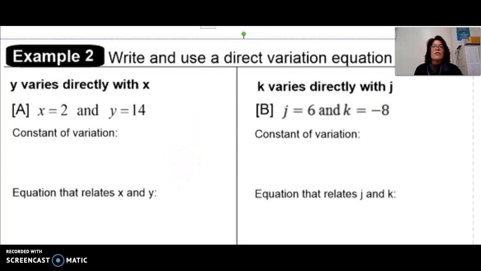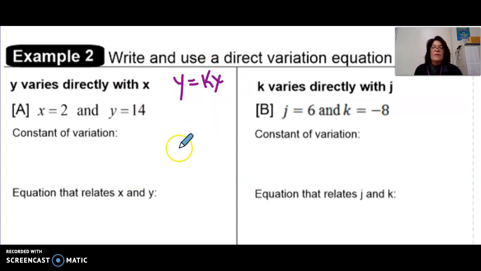Sometimes they don't just say it's a direct variation. They'll say something like y varies directly with x. As soon as I see that, guys, I write y equals kx, or y equals mx, whatever you want. I'm going to use k right now because I notice they're using k over here. You have to get used to all the different terminology. As long as you understand what it means, then it doesn't matter if it's k or m or a or whatever it is.